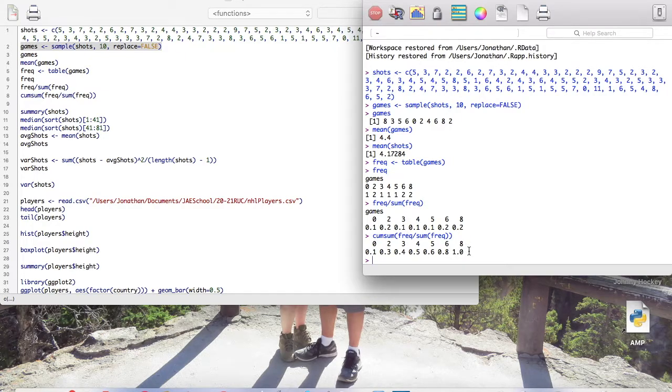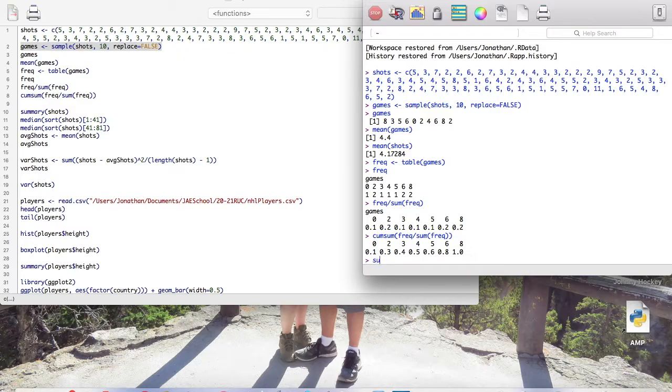And one thing that we can clearly see is that for our sample, 100% have at most 8 shots. The only values that showed up were 0, 2, 3, 4, 5, 6, and 8. So obviously the biggest value that we have showing up is 8, and 100% will have at most 8 shots.